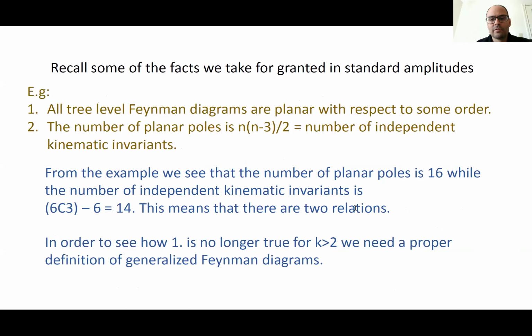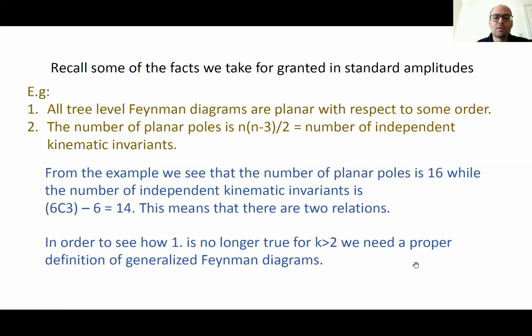Now, recall some of the facts I mentioned that we usually take for granted. And the second one is that the number of planar poles is exactly the number of independent kinematic invariants. But here in this case, we saw that there are 16 planar poles, but the number of kinematic invariants is 6 choose 3 minus 6, which is 14. This means that there are two new relations that we haven't seen in the standard case. So this is one of the new features.